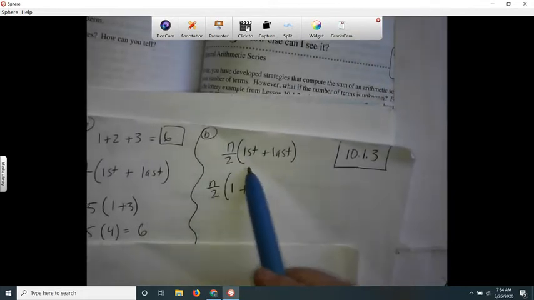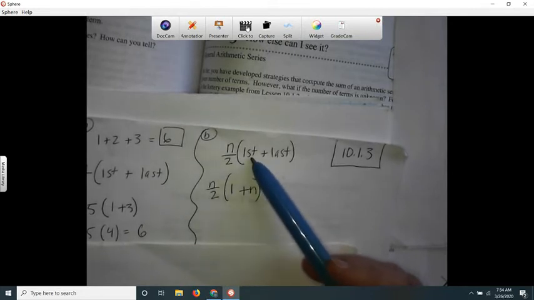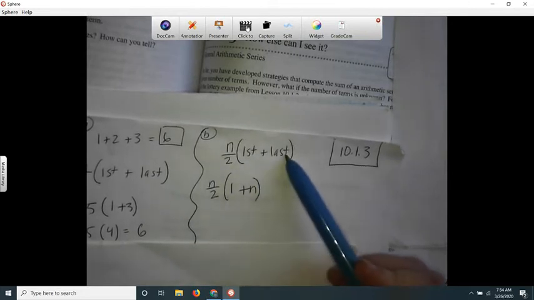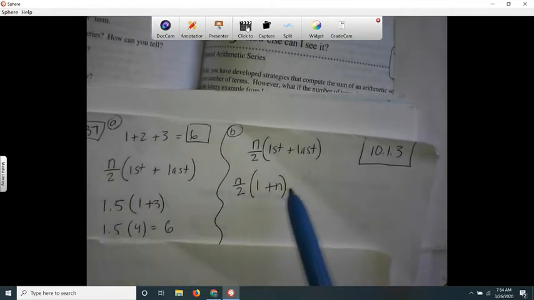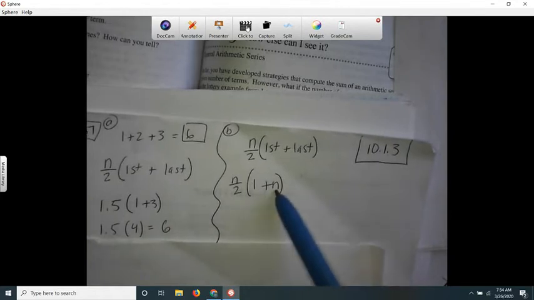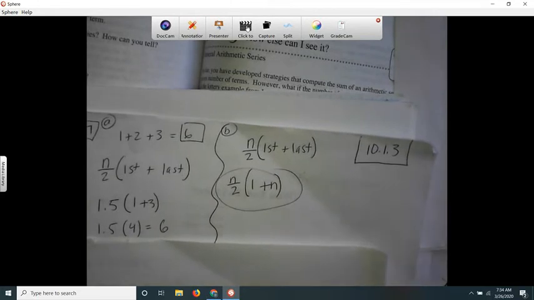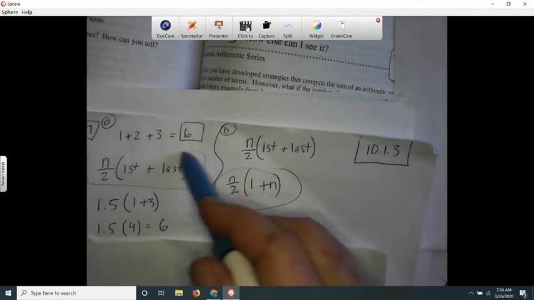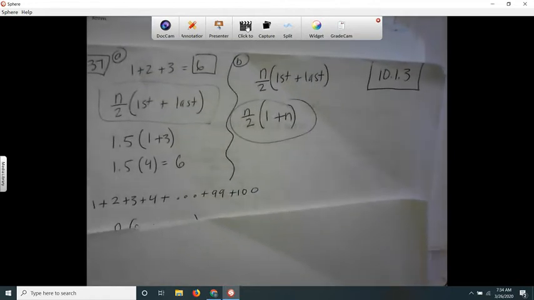So that's it. It's n over 2 times the sum of the first and last terms. Well, the first term was 1. The last term, remember that it went dot, dot, dot, n. So the last term was n. So there it is. They're just wanting you to solidify this formula in your mind. I'm hoping that most of you have been using it and you get it already. But let's read letter C.